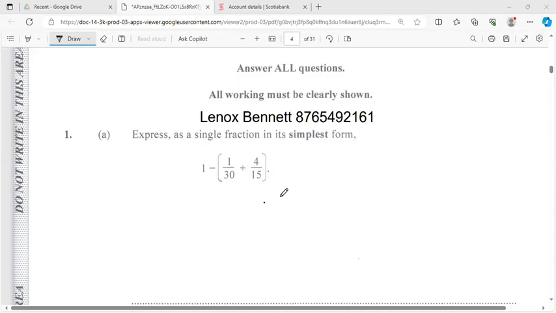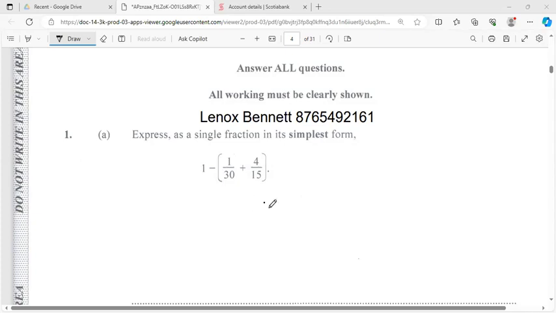Let's look at this 2024 paper. It says: expressed as a single fraction in its simplest form, 1 minus the bracket 1 over 30 plus 4 over 15. So we're going to do the bracket first.